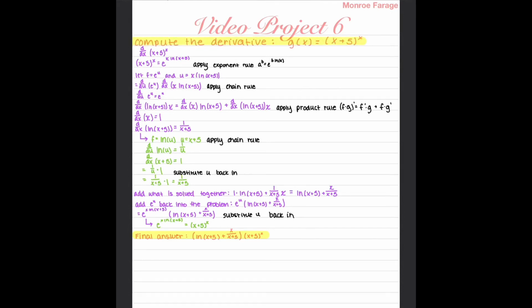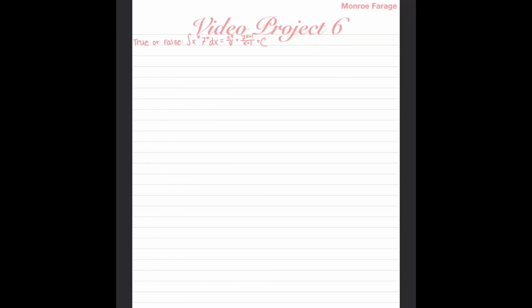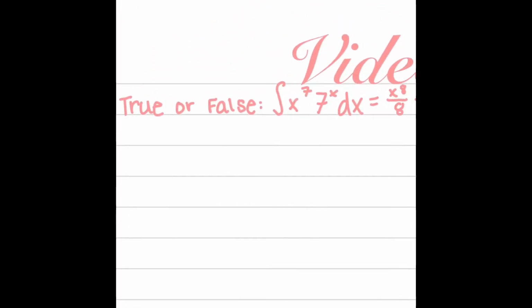Now the second question I had was a true or false one. I said the integral of x to the 7th power, 7 to the x power d of x is equal to x to the 8th power over 8 plus 7 to the x plus 1 over x plus 1 plus c. Now in order to solve this, I started to take the first half of the equation. So I did x to the 7th power, and then what I got for that was x to the 8 over 8.